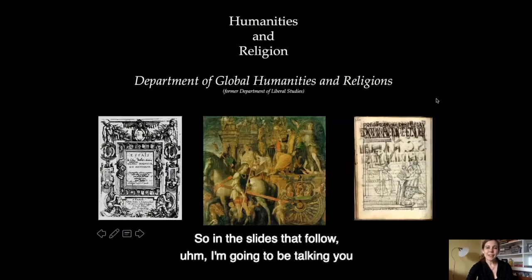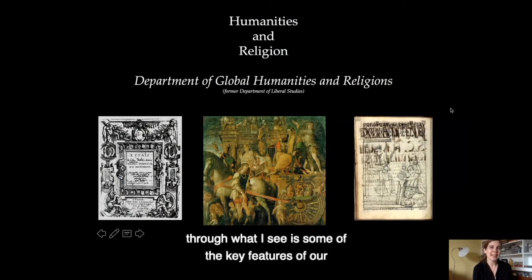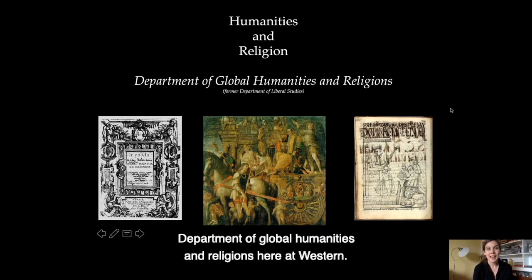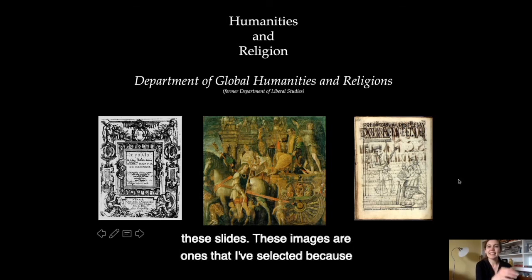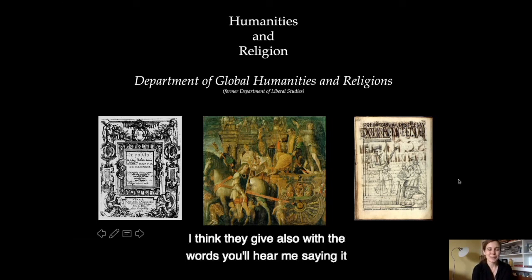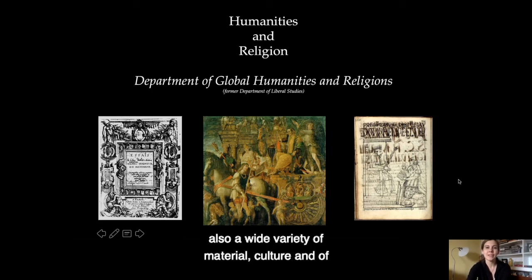So in the slides that follow, I'm going to be talking you through what I see as some of the key features of our Department of Global Humanities and Religions here at Western. You'll also see a variety of images in these slides. I've selected them because, with the words you'll hear me saying, they give a kind of flavor of the breadth of the department and of the kinds of materials that we work with in our classes, both written documents and books, but also a wide variety of material culture and images from across time and around the vast majority of the globe.